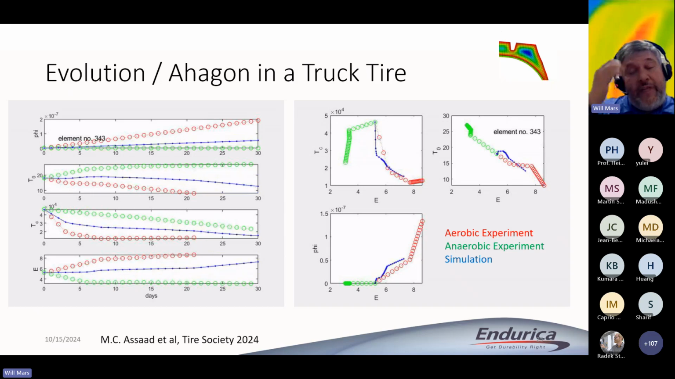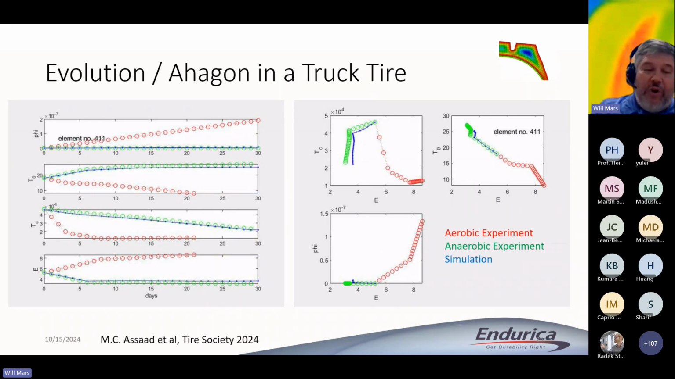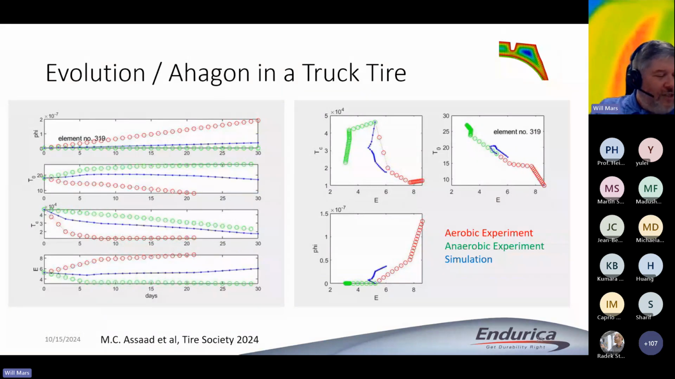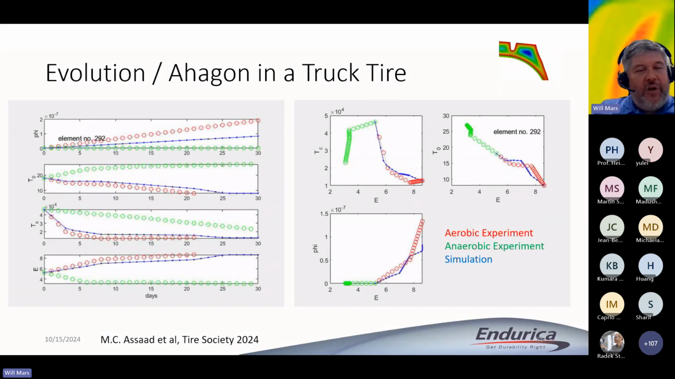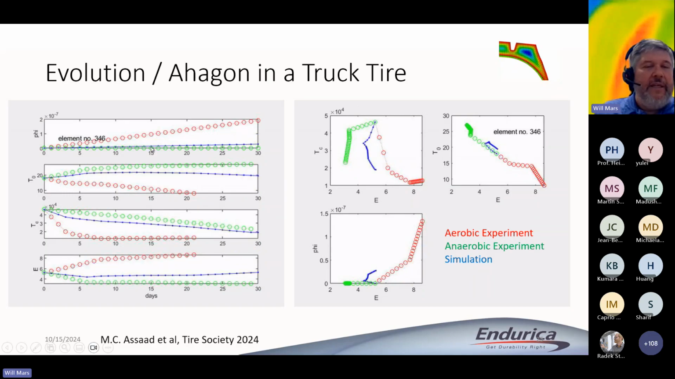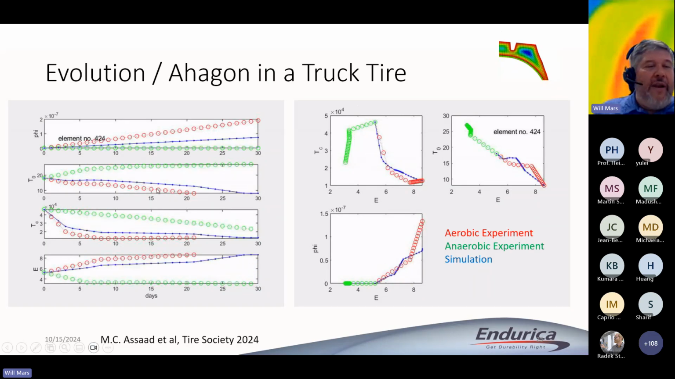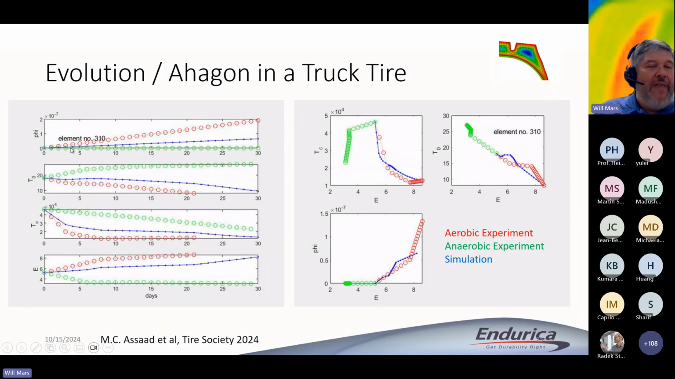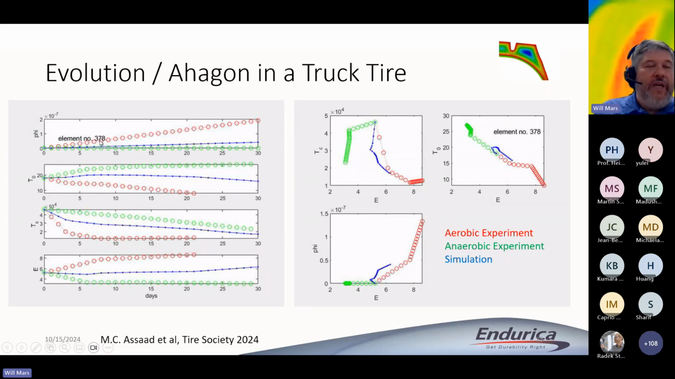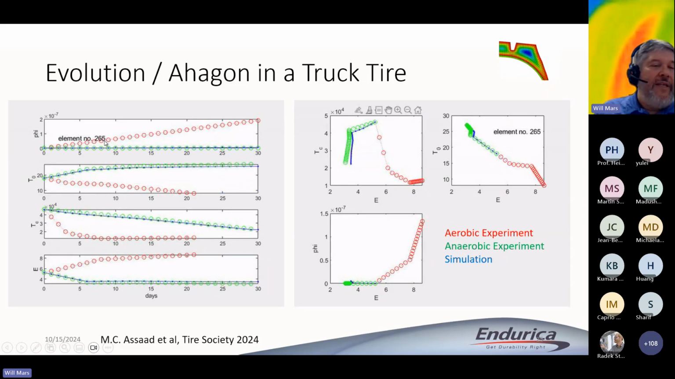So this is a simulation that we just published. This is not in the book chapter, but I included the slide because this is work we just presented at the Tire Society this year. This is work that Mahmoud Assad did. What you're looking at in this plot on the left is there are 4 variables we're tracking, and this is looking at the evolution path of the material properties for each of several hundred elements in a tire model.